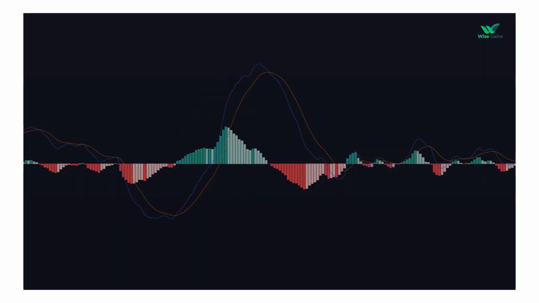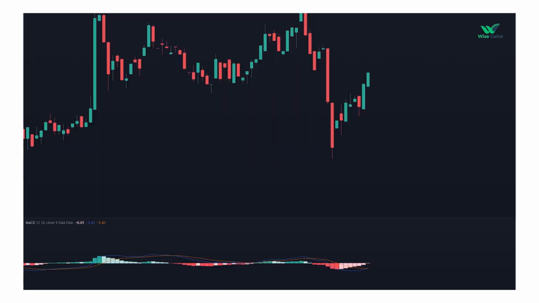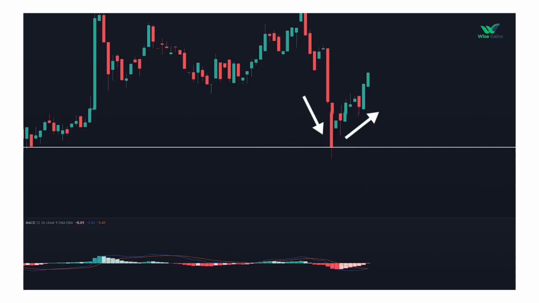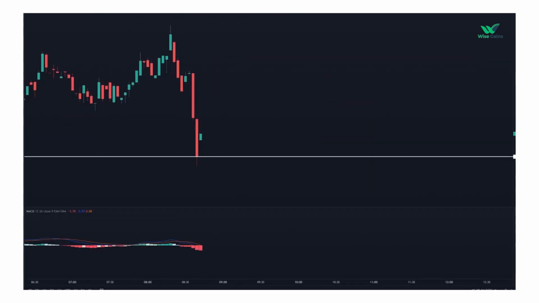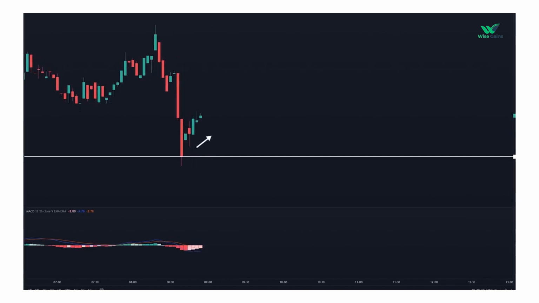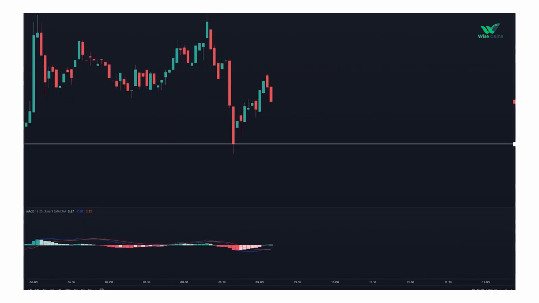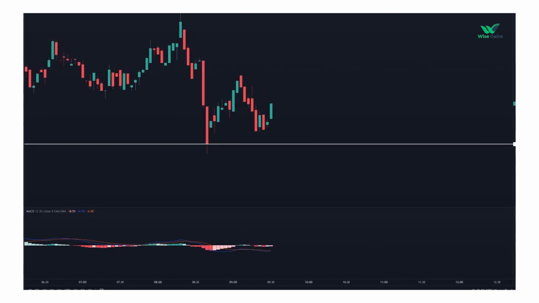We combine the MACD with price action. To do this, identify a key support or resistance where the price hits and bounces. So as you can see, the price goes down, hits this point, and reverses upwards. The next step is to wait until the price hits the same key level again.